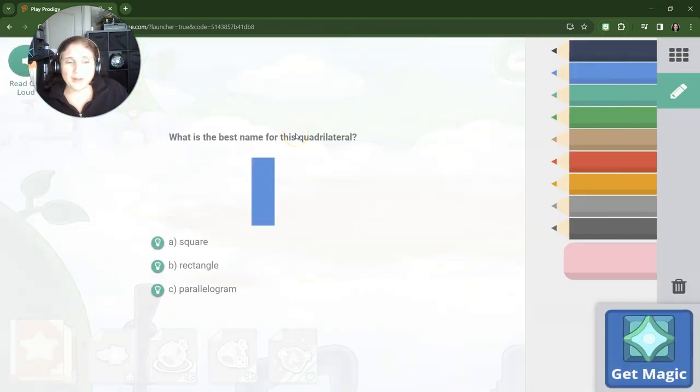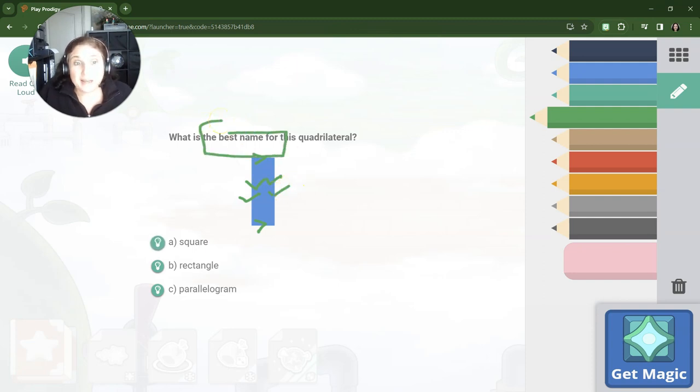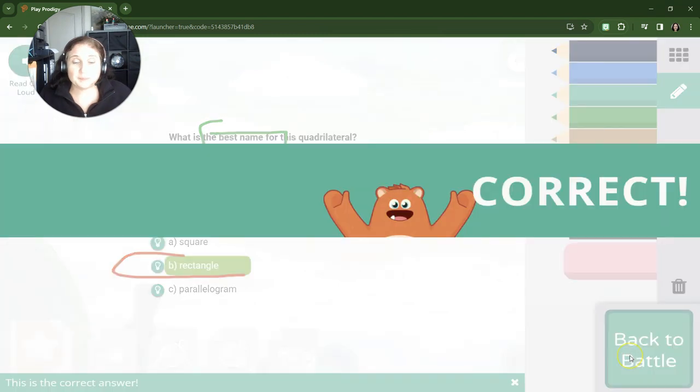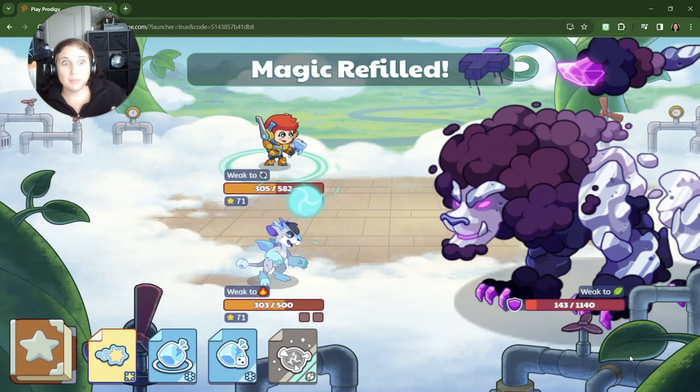All right, we got to do another question. What's the best name for this one? Okay, this is another one where it has two names. It is a parallelogram because the opposite sides, if they continue forever, will never touch. But it wants the best name. And the best name is this also has right angles. So the best name is that it's a rectangle. Best name, but it's also a parallelogram.